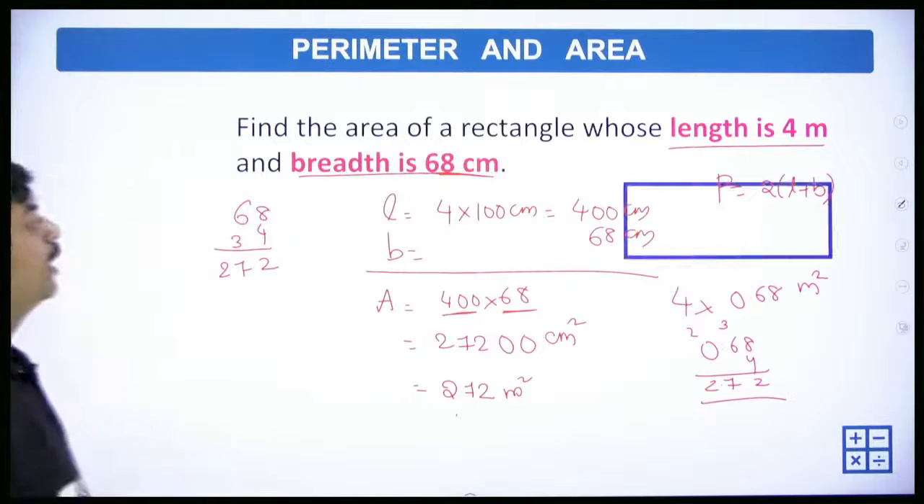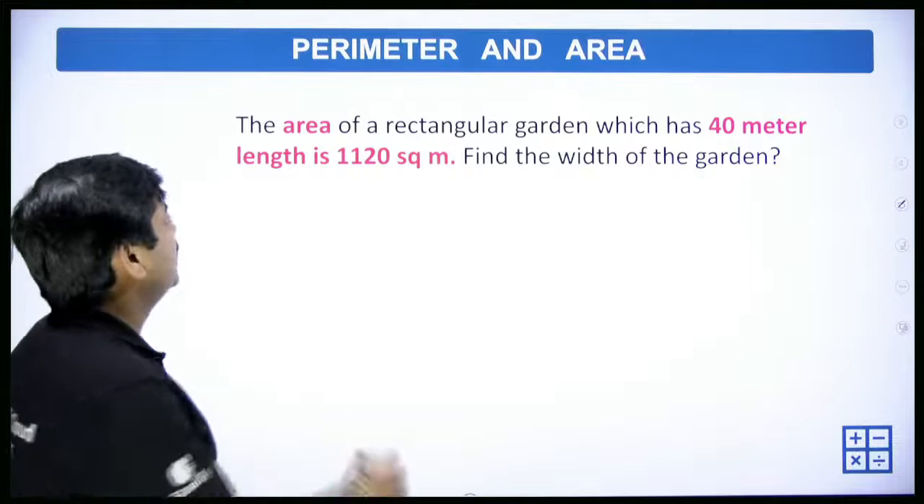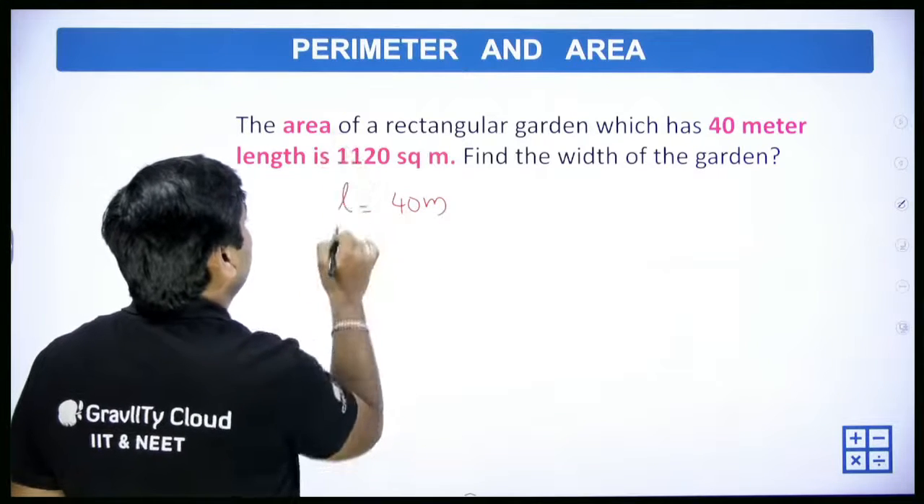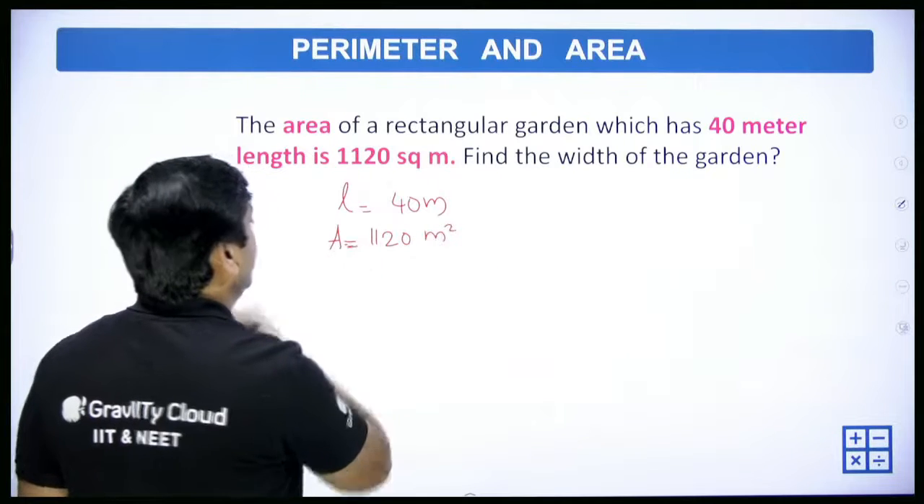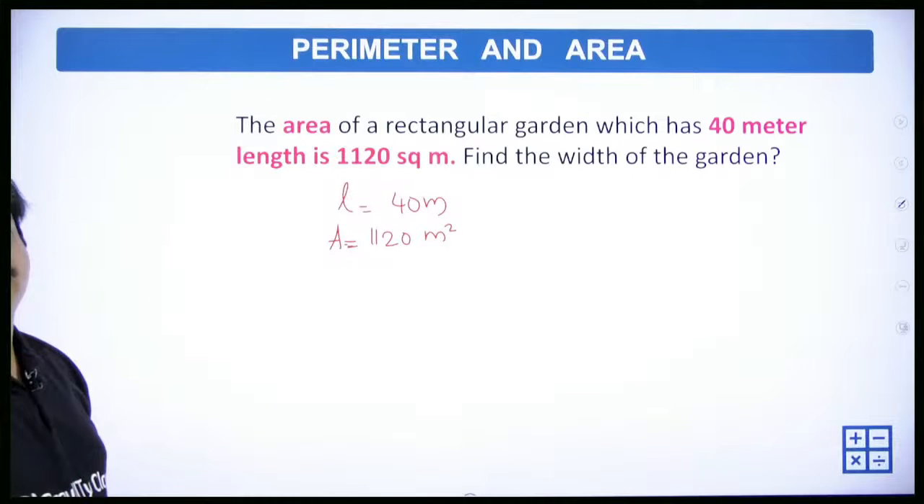Okay, so moving ahead, the area of a rectangular garden whose length is 40 meters is given as 1120 square meters, or meter square, whatever it is. Find the width of the garden.